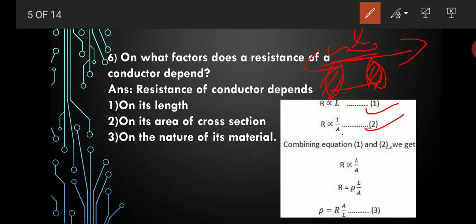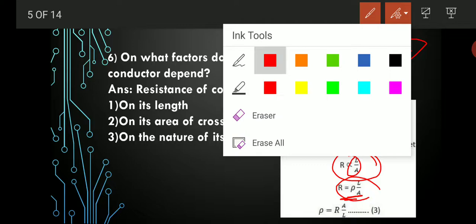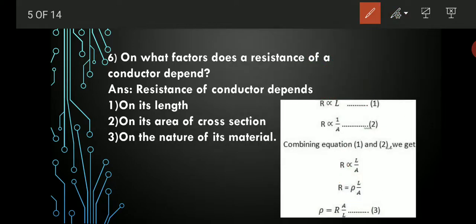So when you combine these two relations, you will get this expression, that is R is proportional to L by A. If you remove the proportional sign, you will get a constant called rho, the resistivity. When you rearrange this, you will get rho is equal to R into A by L. This question is very important from the exam point of view. Please go through this question.